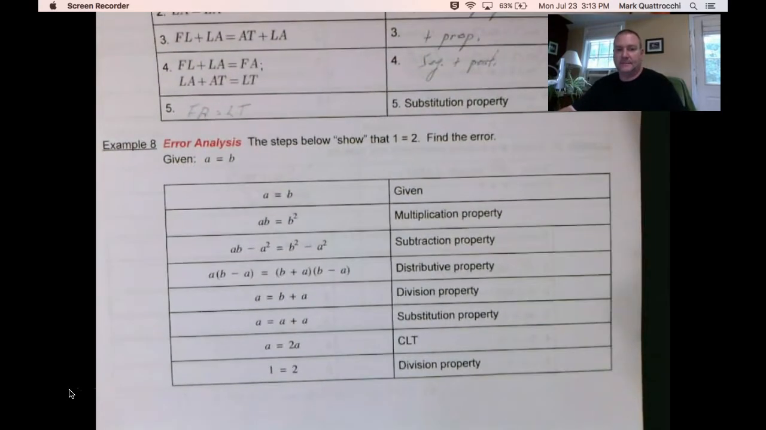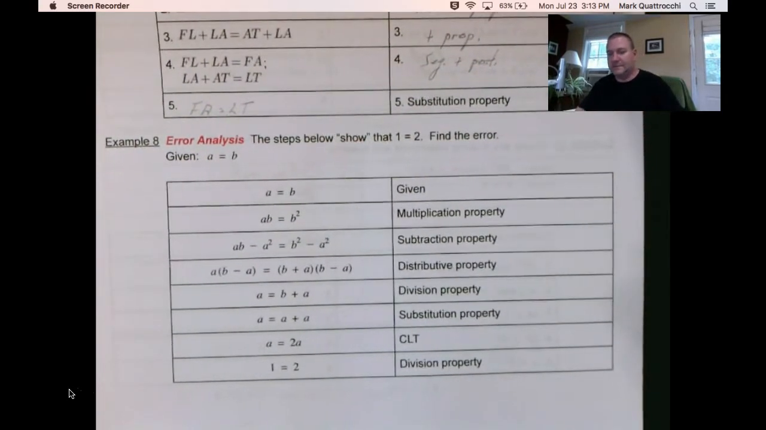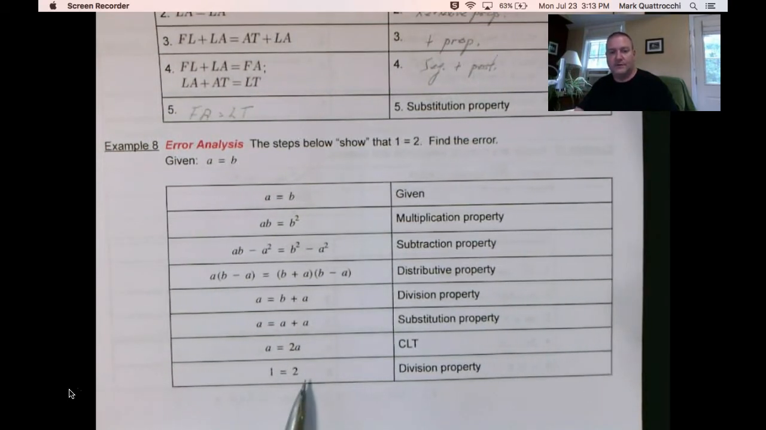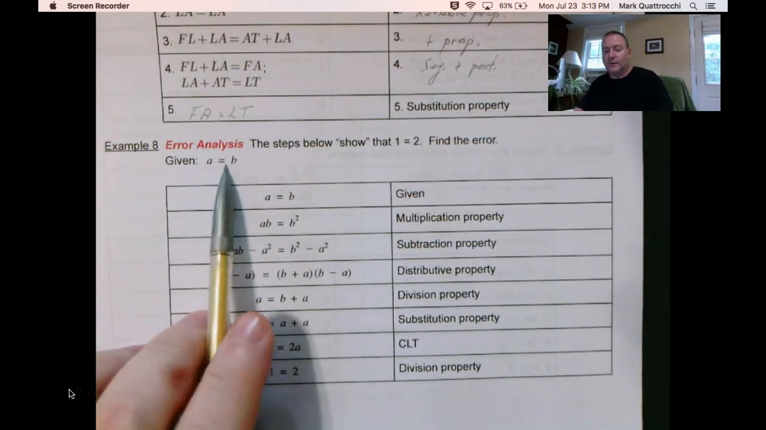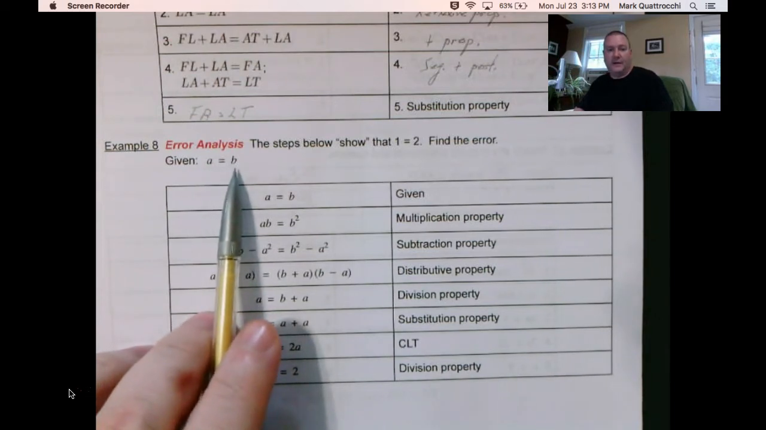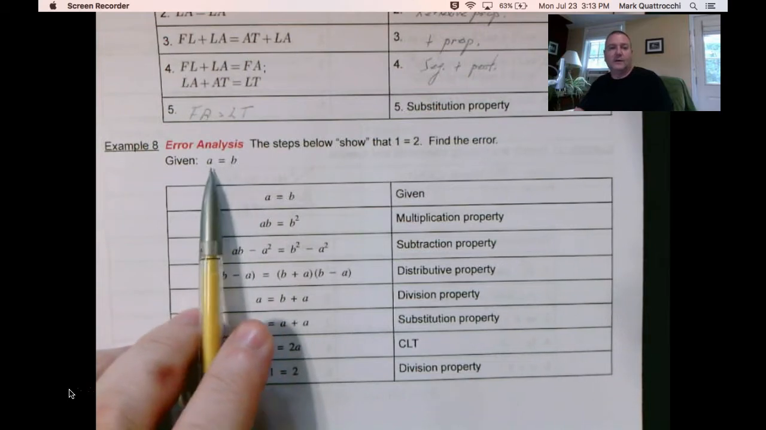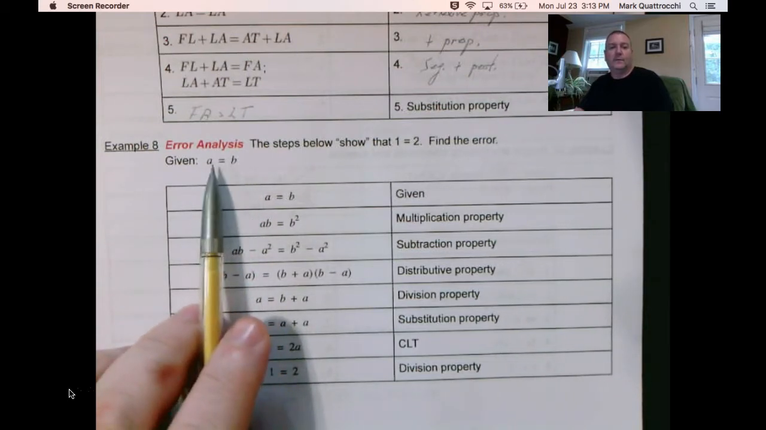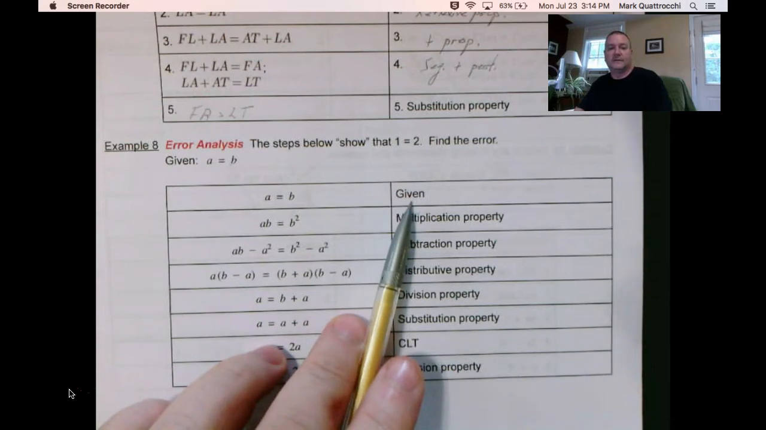Error analysis. The steps below show that 1 is equal to 2. Clearly that's not true, so we have to figure out what the mistake is. What's the error in the proof? So let's go through this proof very simply and slowly. We're given that A equals B, like 6 equals 6, 7 equals 7, 100 equals 100. So if A is 100, B is also 100. They're equal. Okay, so that's what's given to us.